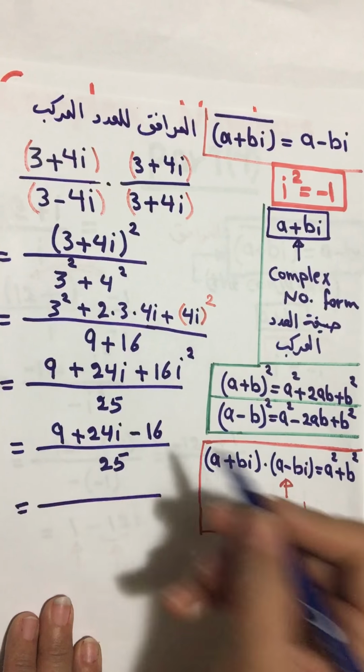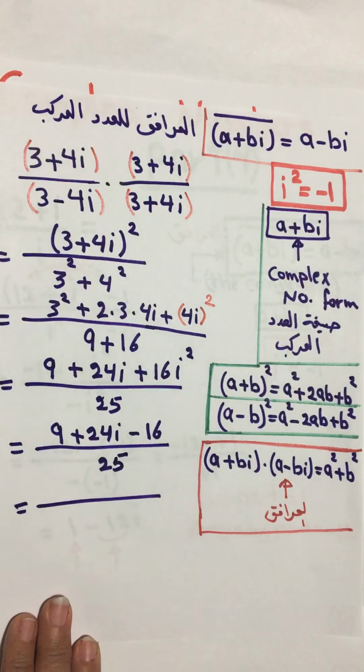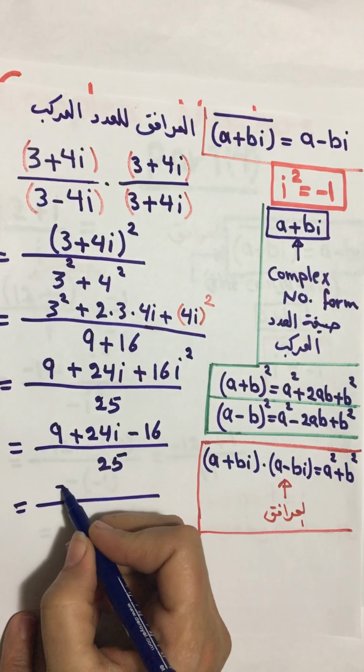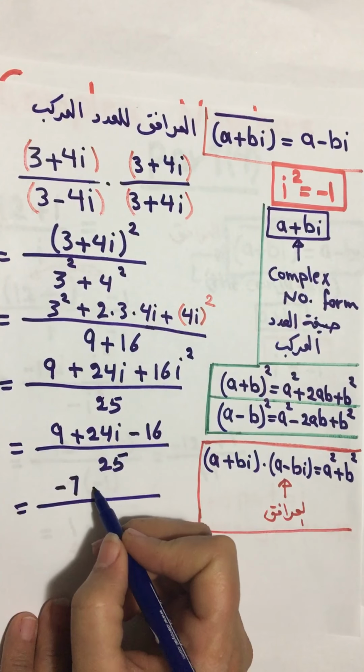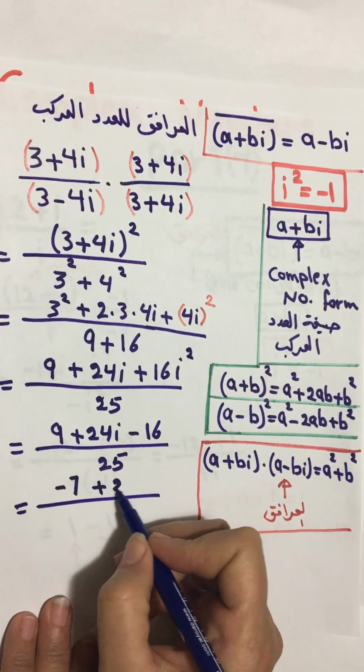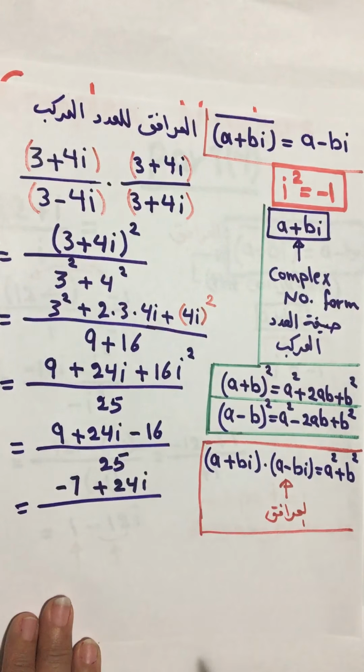Equals 9 minus 16, which is negative 7, plus 24i.